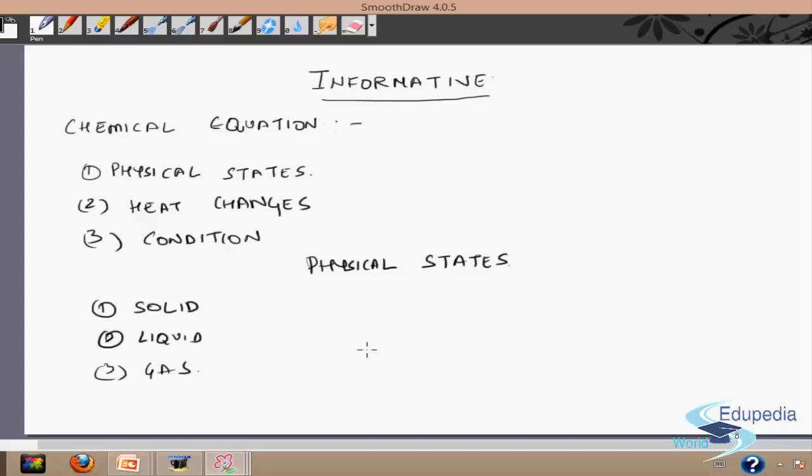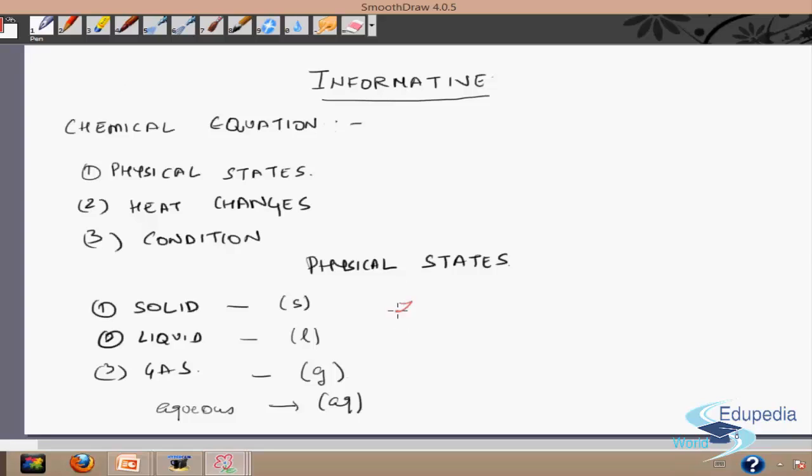The physical state of reactants and products can be shown by putting the above state symbols, like we can write small letters for liquid, gas we can write. And for the aqueous solutions, we can also write AQ. Now let's take an example.